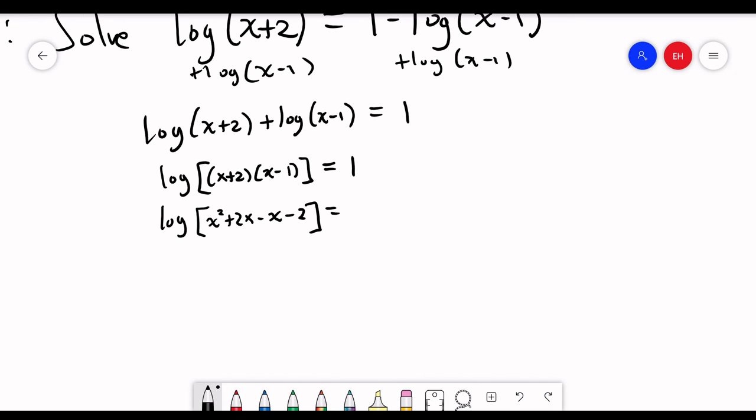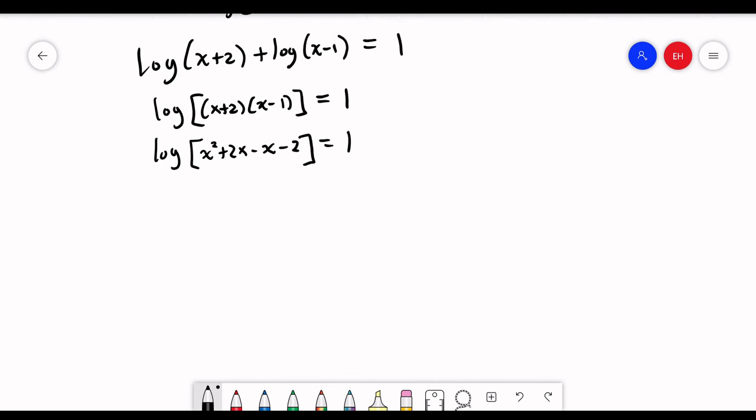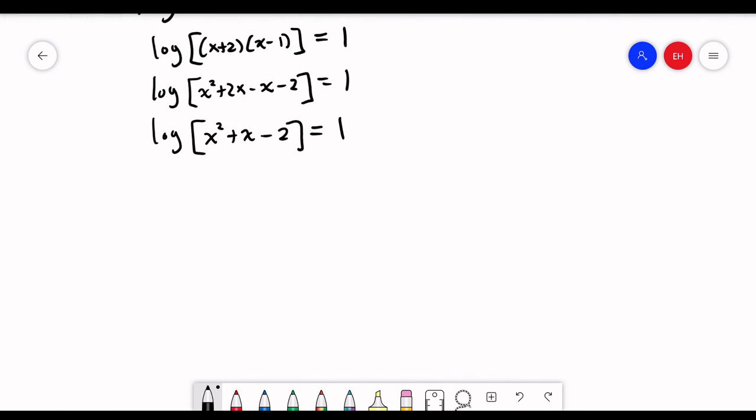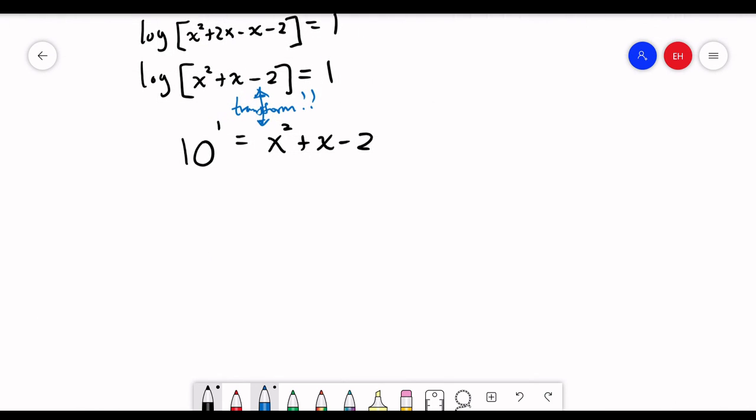Now, what am I going to do here? I am going to combine the middle terms, so x squared plus x minus 2 equals 1. Then I am going to convert into the exponential form, because if I'm ever stuck on a log expression, I can always transform it to the exponential version. And I promise you, if you're ever stuck on a log problem, probably if you transform it to the exponential version, I bet you'll be able to do it.